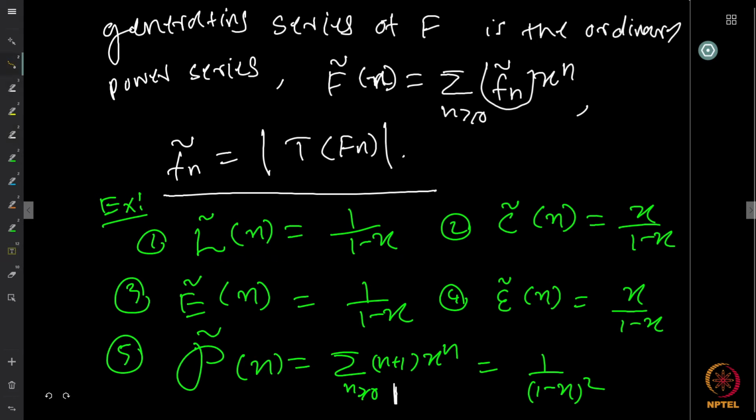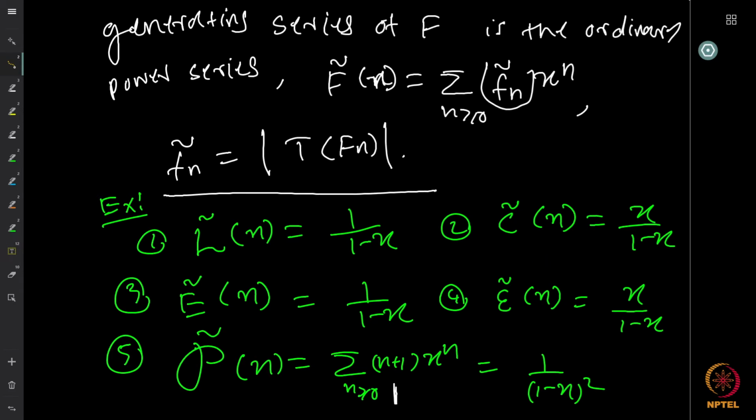Now, if you look at the cycle permutations, C tilde of x, what is C tilde of x? Can you show that it is actually equal to x by 1 minus x? It is basically a shift by 1 of L tilde of x. Can you connect this and see why this is so?